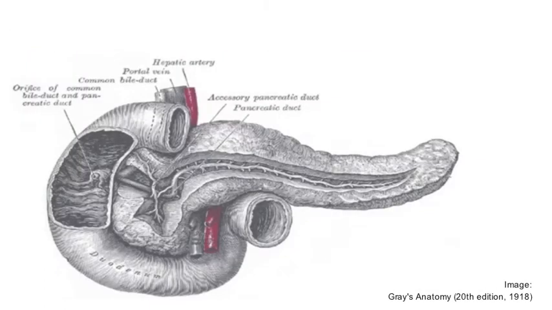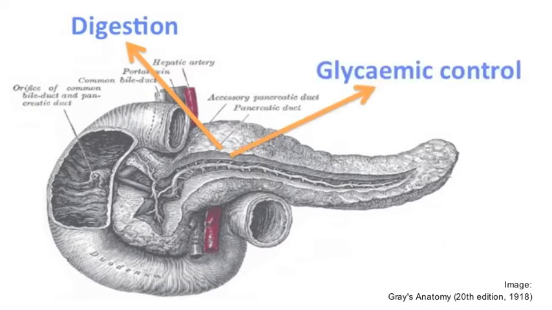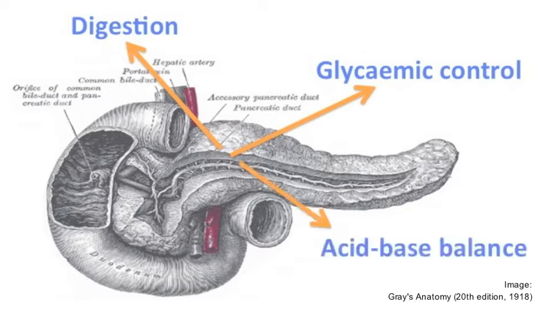The exocrine function of the pancreas is to secrete enzymes such as lipases and amylases into the duodenum for digestion via the main pancreatic duct and the ampulla of Vater. The endocrine function is glycemic control. The alpha islet cells secrete glucagon and the beta islet cells secrete insulin. Importantly, the pancreas secretes lots of bicarbonate in order to increase the pH of the duodenal chyme, and this has an important effect on the acid-base balance of the blood.